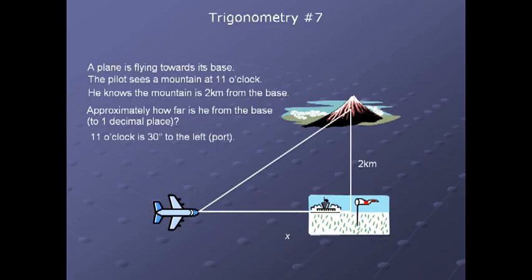11 o'clock is 30 degrees to the left, or port. Tan 30 degrees equals 2 over x. x equals 2 over tan 30 degrees. So x equals 3.5 kilometers.